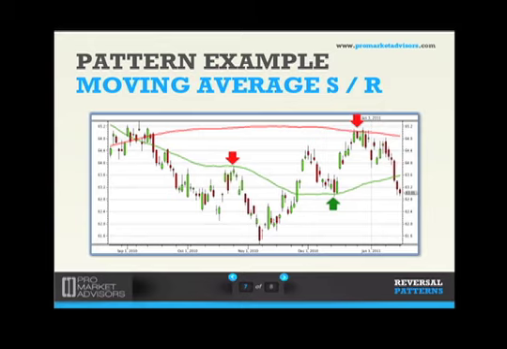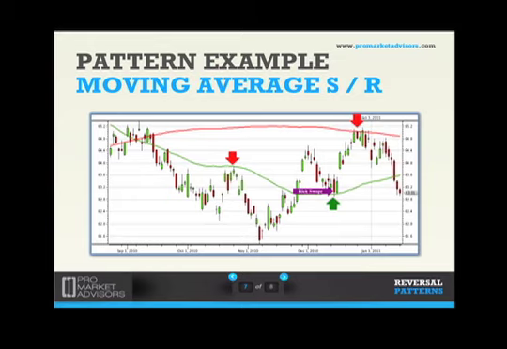So in this example that I just grabbed here, and this is a recent example, what we're looking at is the red line, the 200-day simple moving average, and the green line, the 50-day simple moving average. Now, you see how very often these will identify themselves as support and resistance.